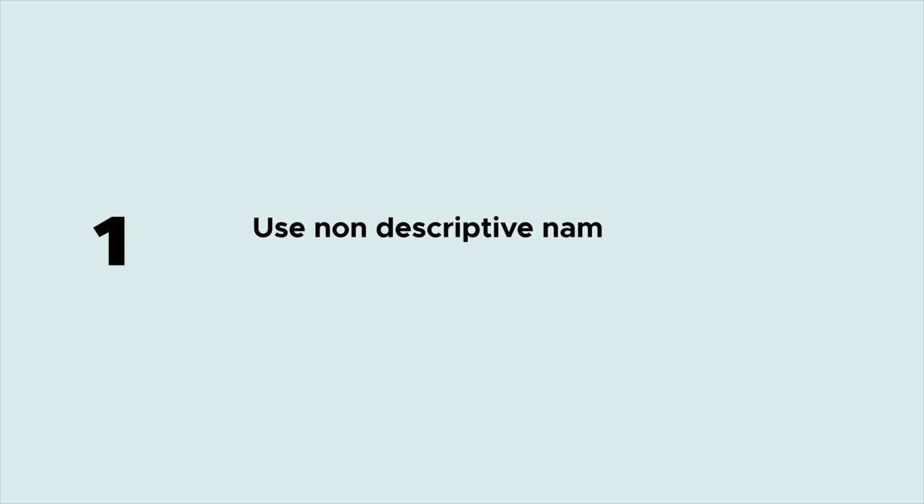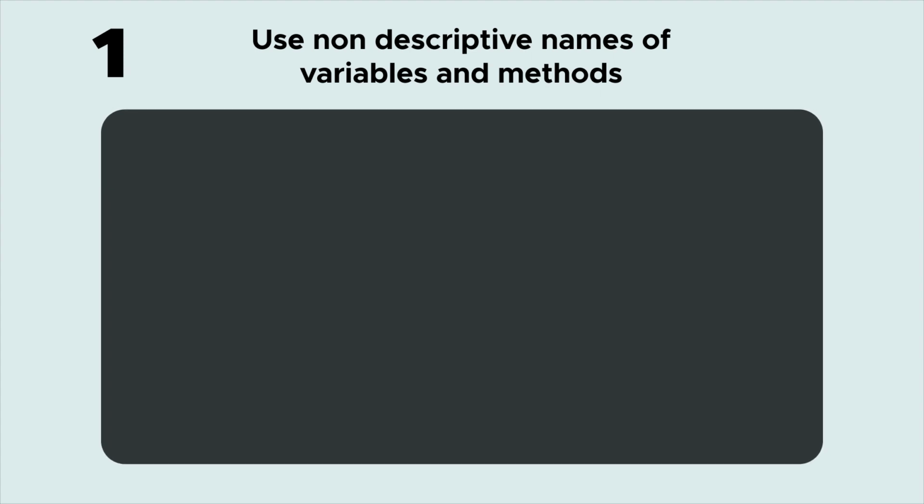Naming your variables and methods with non-descriptive names. Sometimes you don't know which name to assign a variable or a method and you decide to randomly type letters in the keyboard. Don't do that, please. Name your variables and methods with names that represent what they do. You will thank yourself in the future.